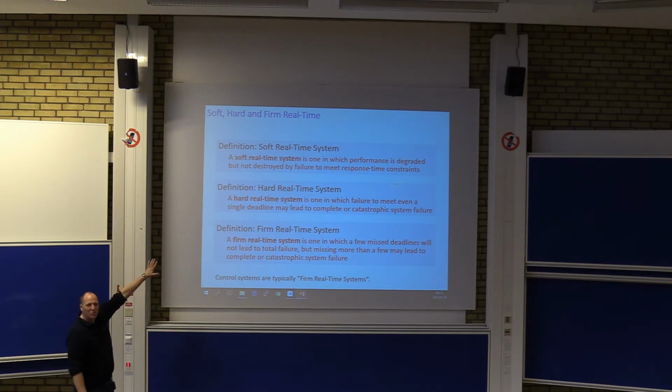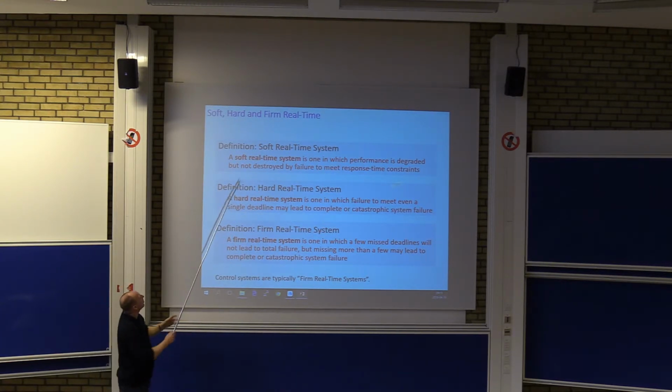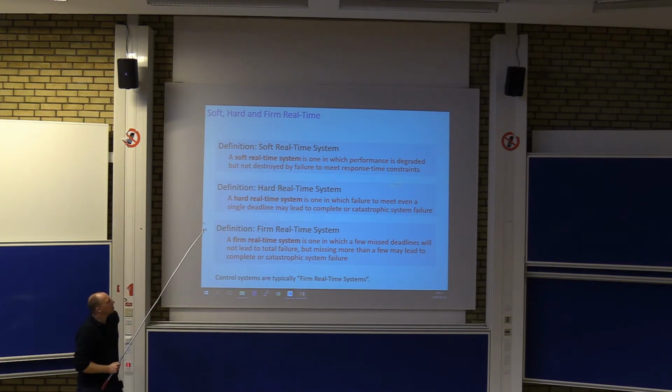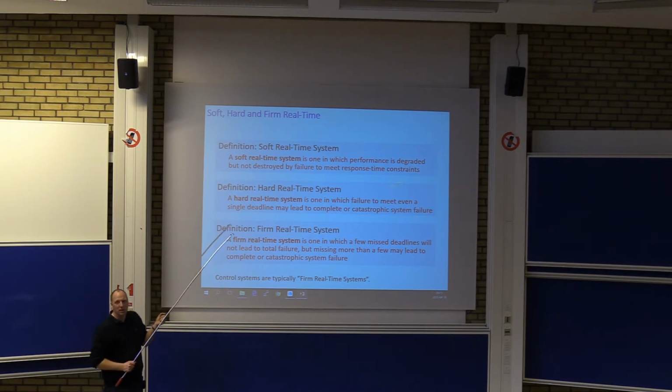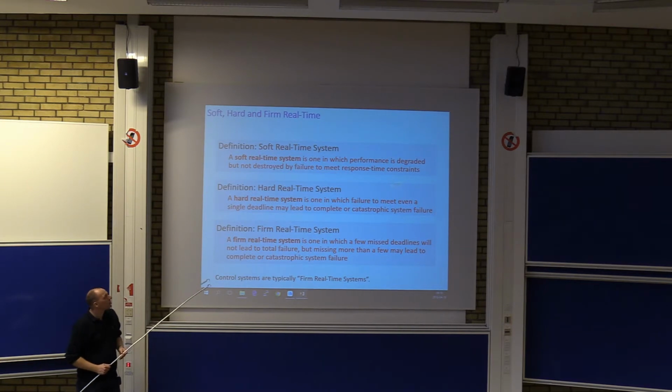So you have bounds on when you need to generate the control signals, but we often divide into different types of real-time systems. With a soft real-time system, we mean a system where the performance will degrade if you do not meet the response times. It will still work correctly, but it will control your system a little bit worse.